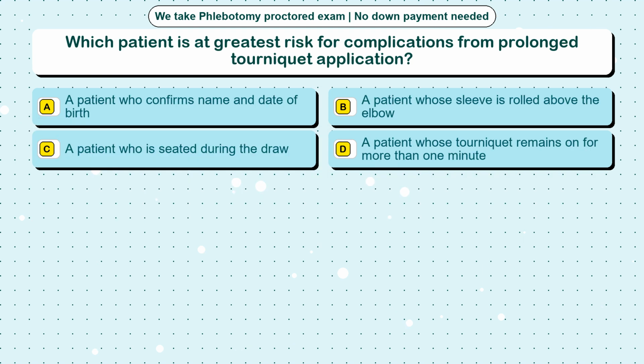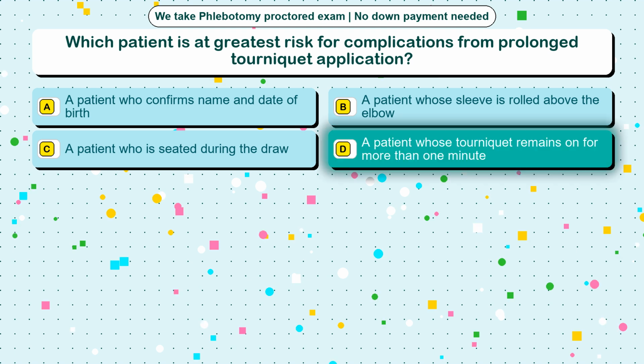Question 88. Which patient is at greatest risk for complications from prolonged tourniquet application? Option A. A patient who confirms name and date of birth. Option B. A patient whose sleeve is rolled above the elbow. Option C. A patient who is seated during the draw. Option D. A patient whose tourniquet remains on for more than 1 minute. The correct answer is option D. A patient whose tourniquet remains on for more than 1 minute.